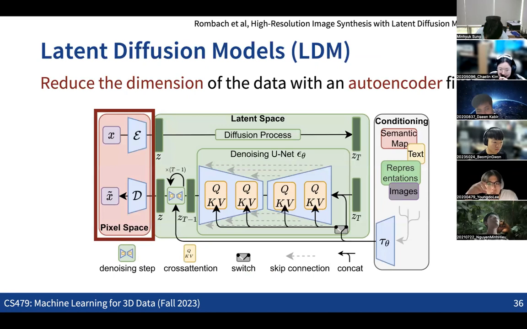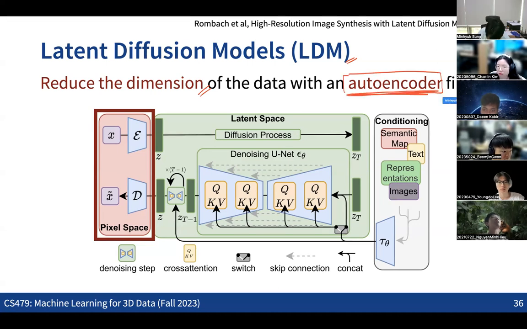This became the standard way to build especially image generation models. The idea is simple: first reduce the dimension of the data, so that all the computation, especially the noise prediction network, becomes more compact, dealing with a smaller data dimension. The idea is very straightforward: we first have an autoencoder and use it as a dimension reduction technique.